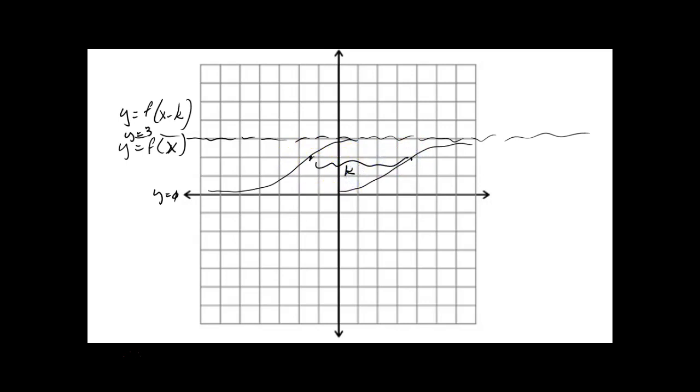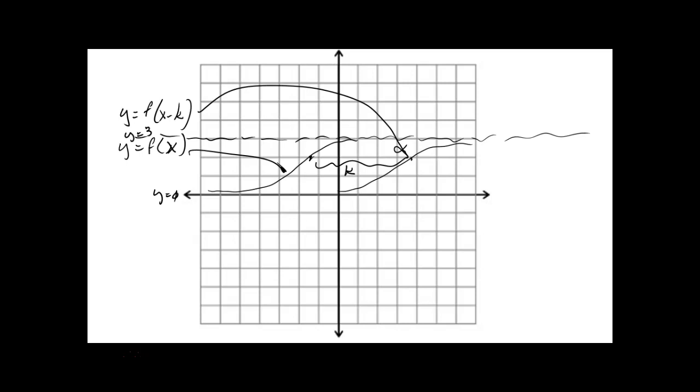Because remember, when you're dealing with x, if there's a minus sign, it's to the right, and if there's a plus sign, it's to the left. X things are always backward. So that would be k units to the right. I probably should have done different colors. If this was that one, then this would be that one. Same function, same shape, it's just a horizontal translation to the right, k units.